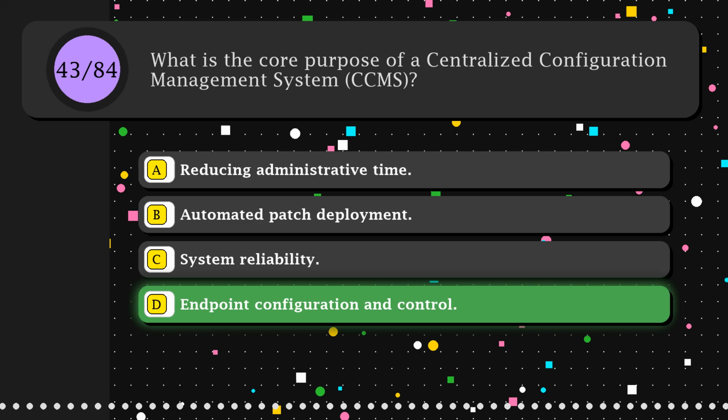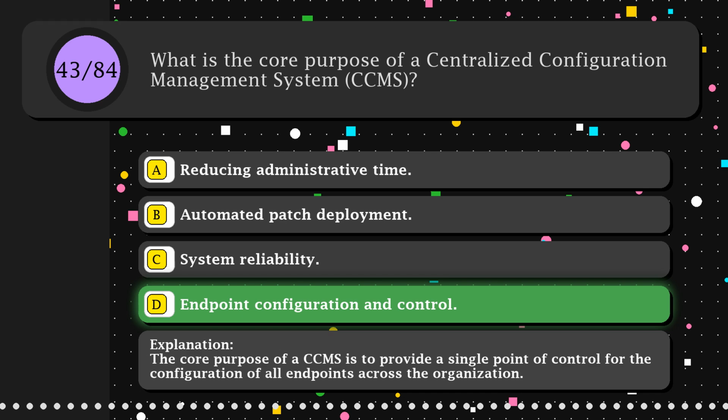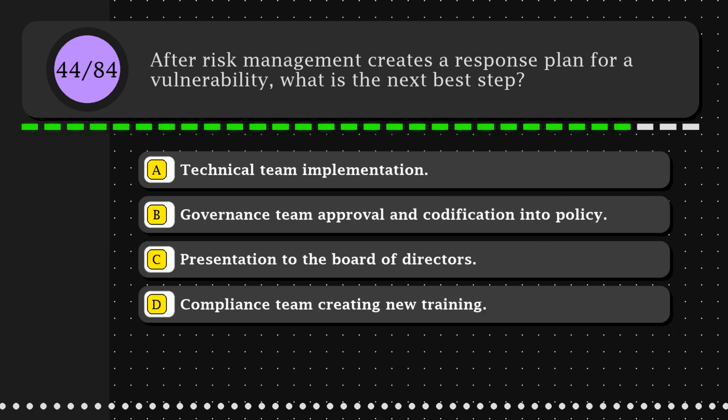The correct answer is option D, endpoint configuration and control. The core purpose of a CCMS is to provide a single point of control for the configuration of all endpoints across the organization. Question 44. After risk management creates a response plan for a vulnerability, what is the next best step?